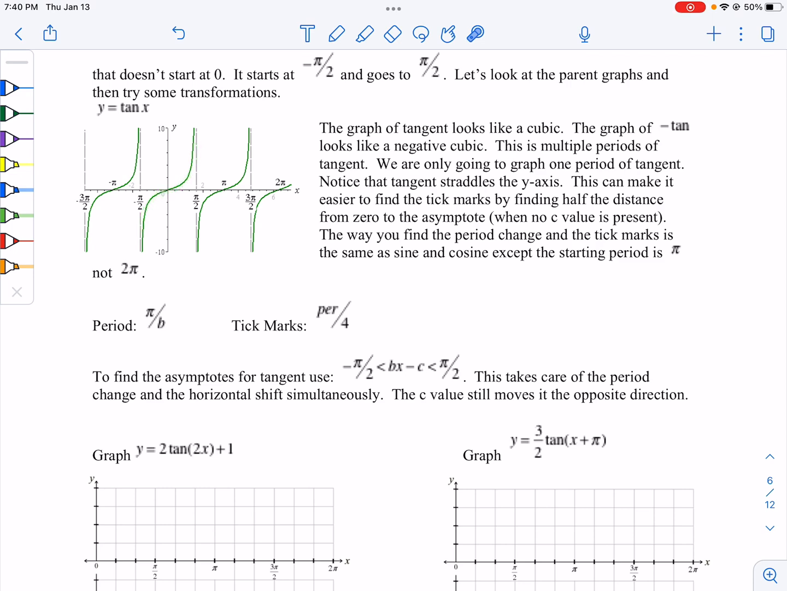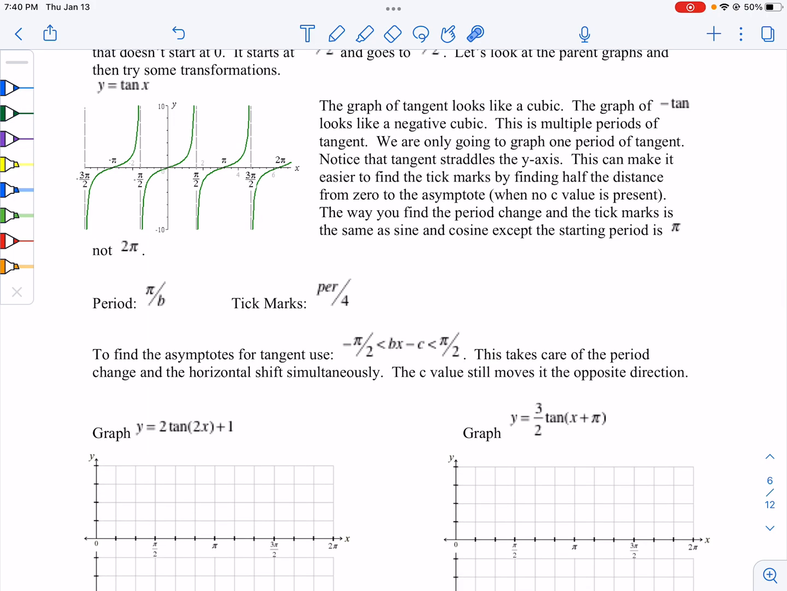Now, the period, instead of finding it by doing 2 pi divided by b, we find it by doing pi divided by b. With the tangent, I think it's easier to use a different way than factoring out the b value and changing the horizontal shift from our starting point, because our starting point is no longer at 0, it's at negative pi halves. So this way right here helps us find both the horizontal shift and the period change. So we can use this to help us find these values.